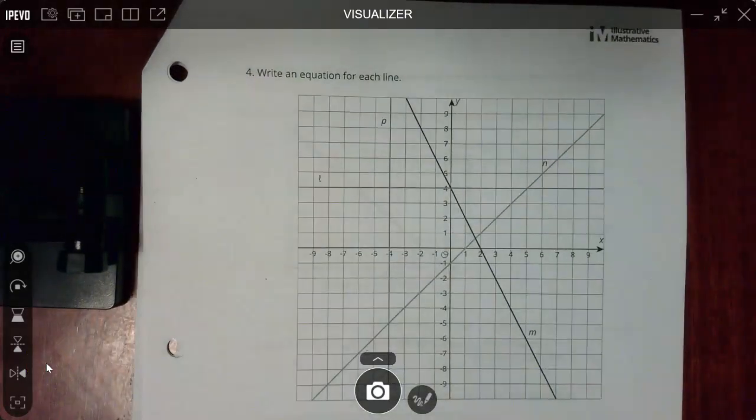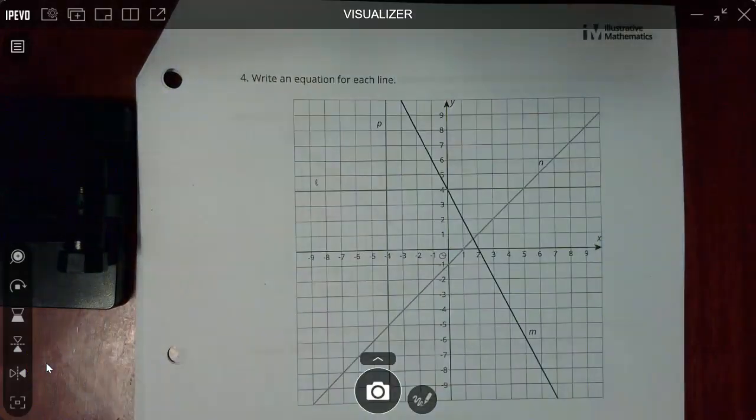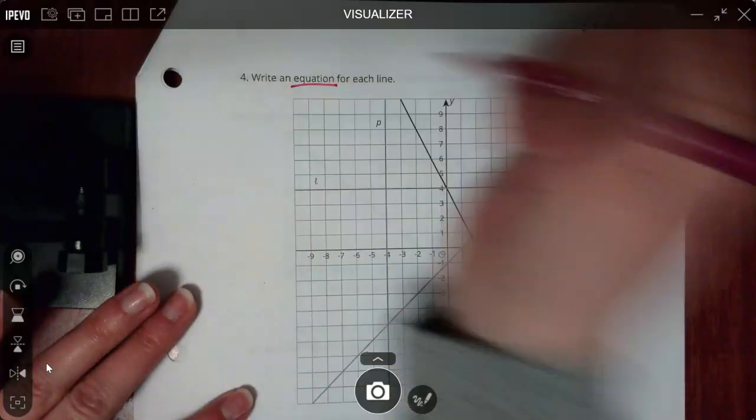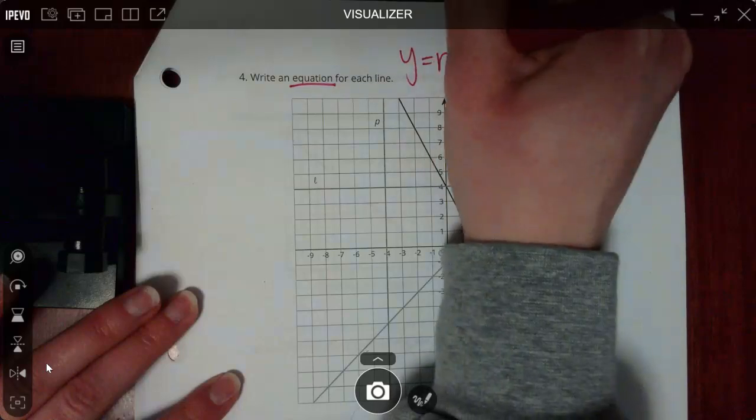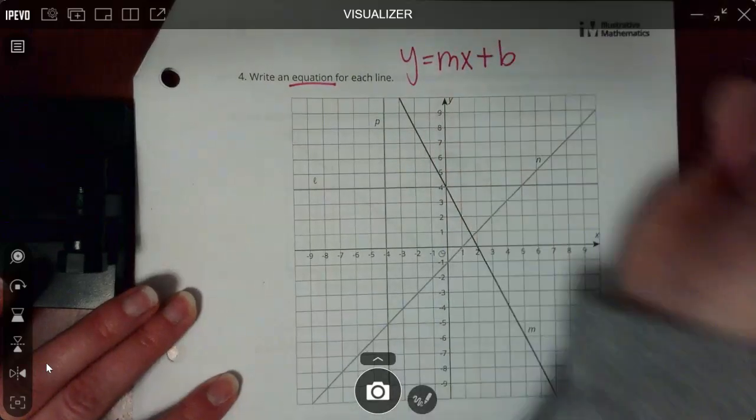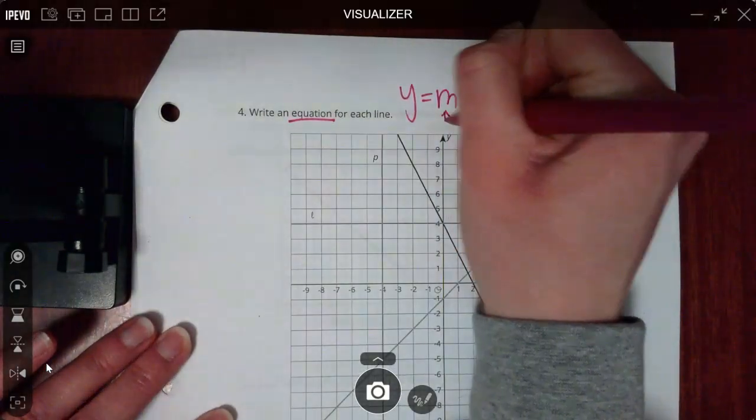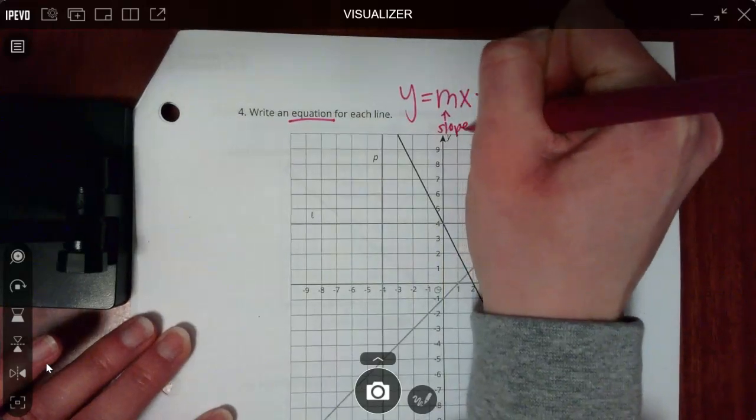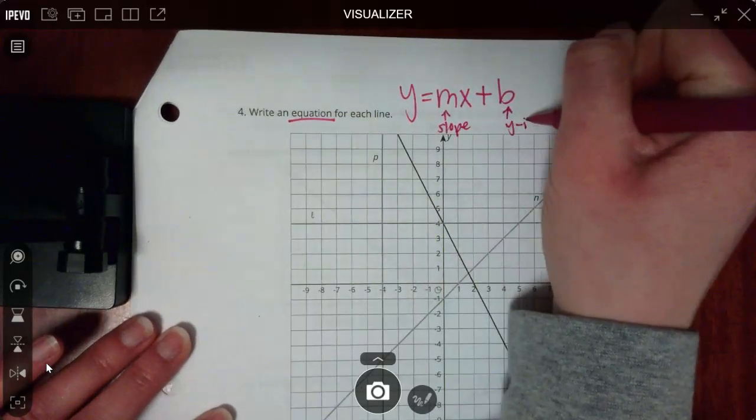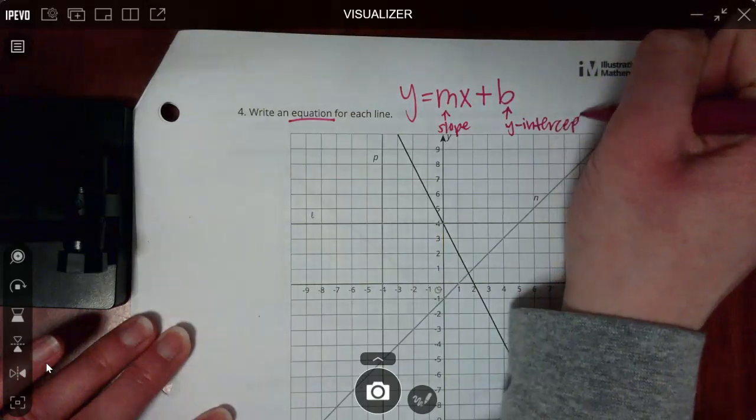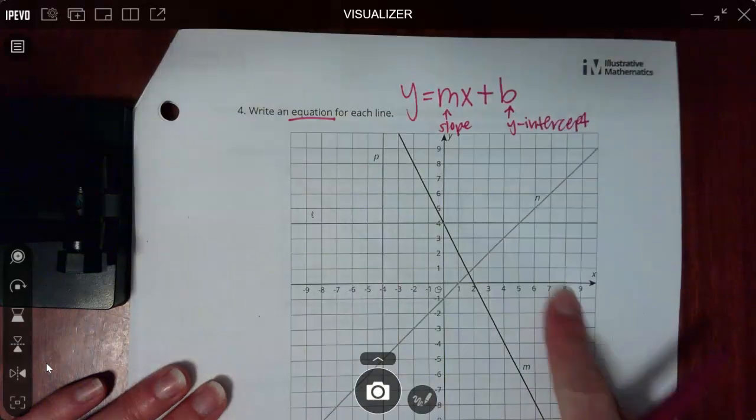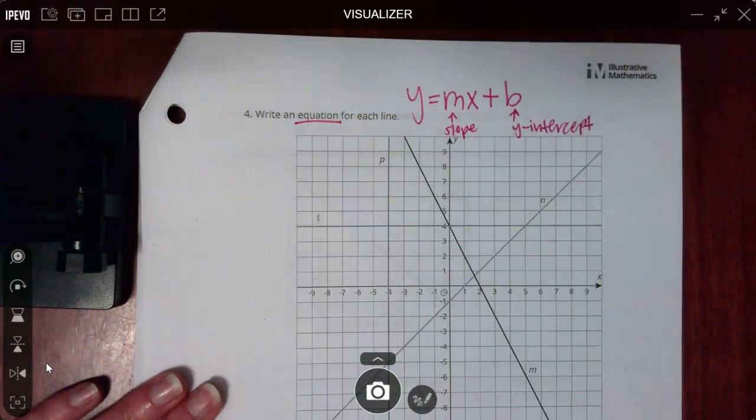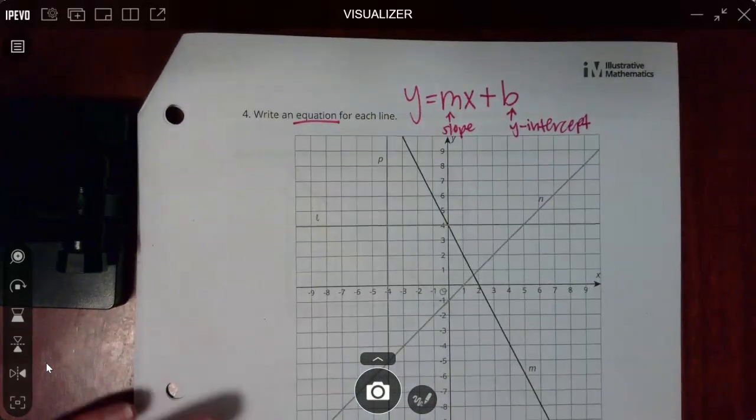Number 4, write an equation for each line. So the key here is that we need to write an equation. Not just the slope, but I need to have it look like y equals mx plus b. Now remember, m is the slope. b is the y-intercept, or where it crosses on the y-axis. Okay? For all these lines, I'm going to find the slope first. Then I'm going to start making my equations.